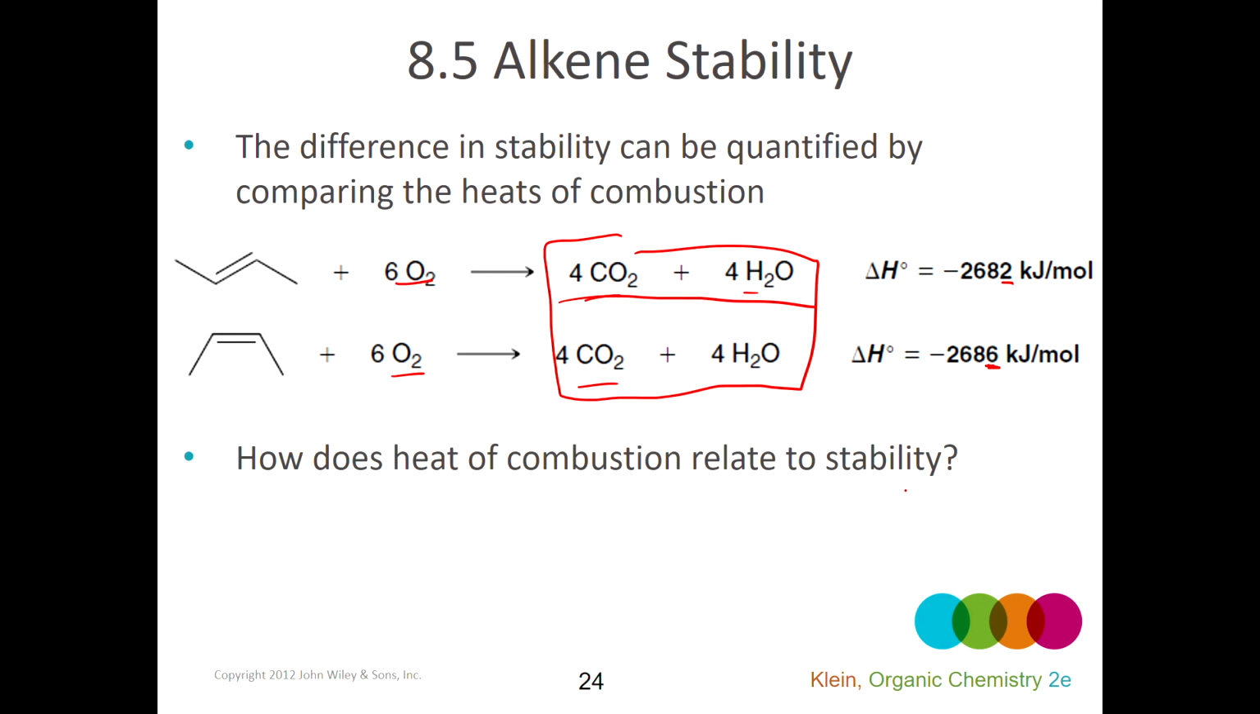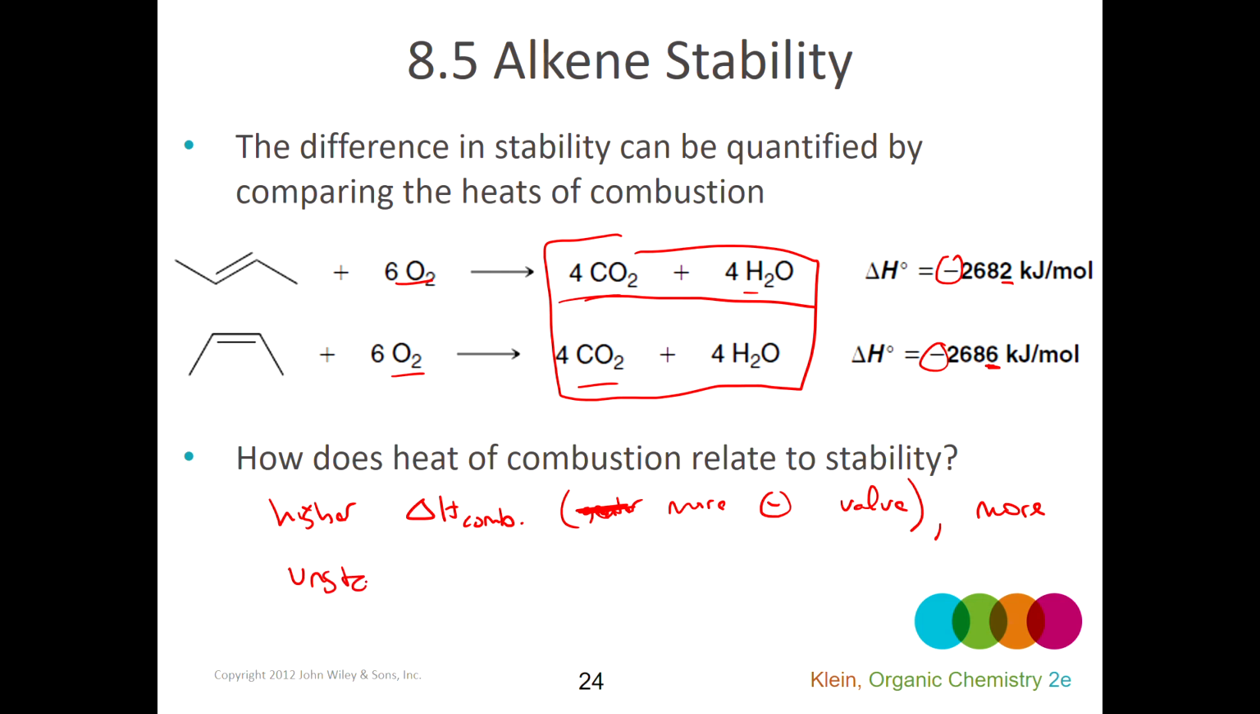Right? So how does heat of combustion relate to stability? We could say a higher heat of combustion, which means a greater, actually it'd be better to say more negative value, since heat of combustion is always going to be energy that's released, because CO2 and water are more stable than the hydrocarbon. The higher the heat of combustion, the more energy released, the more unstable it was to begin with, before the reaction.